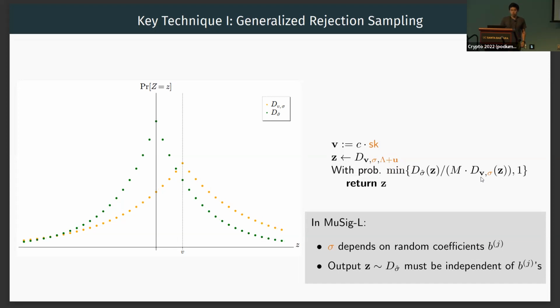Also, it turns out that the rejection sampling works even if the distribution of Z is restricted to a lattice coset. I'm not going into the technical details, but this is going to be required during the security proof. So in our paper, we show that this generalization of rejection sampling works.